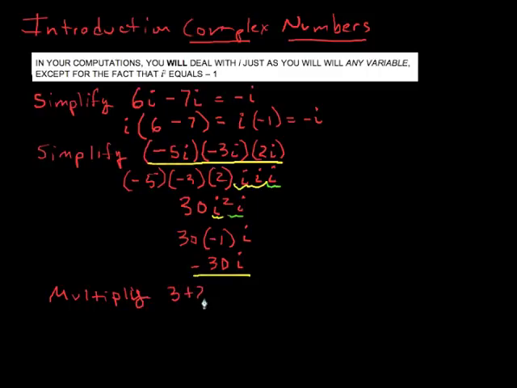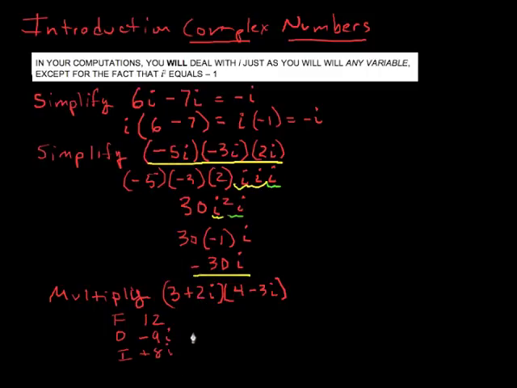3 plus 2i and 4 minus 3i. Well, what do we say? When we look at this, we say, well, Mr. Steiner said deal with i just as you will with any variable except for the fact that i squared equals -1. Well, this looks like a foiling problem. So let's FOIL this out. We have 12, right? That's the first. The outer terms are -9i. The inner terms are plus 8i.